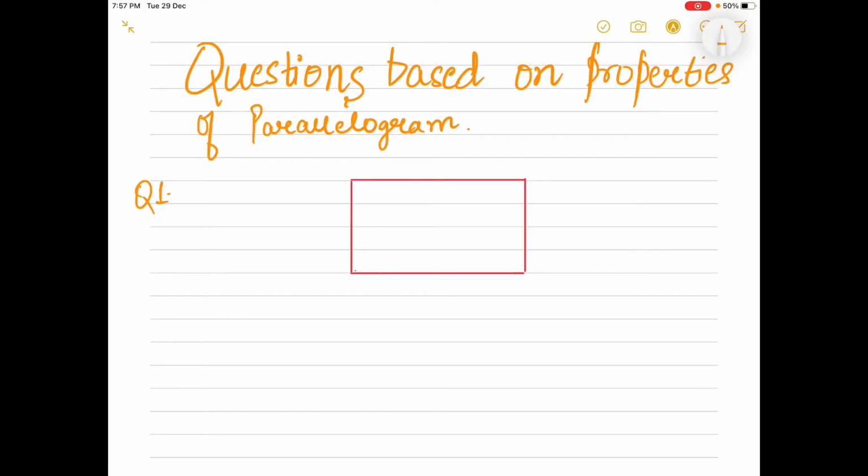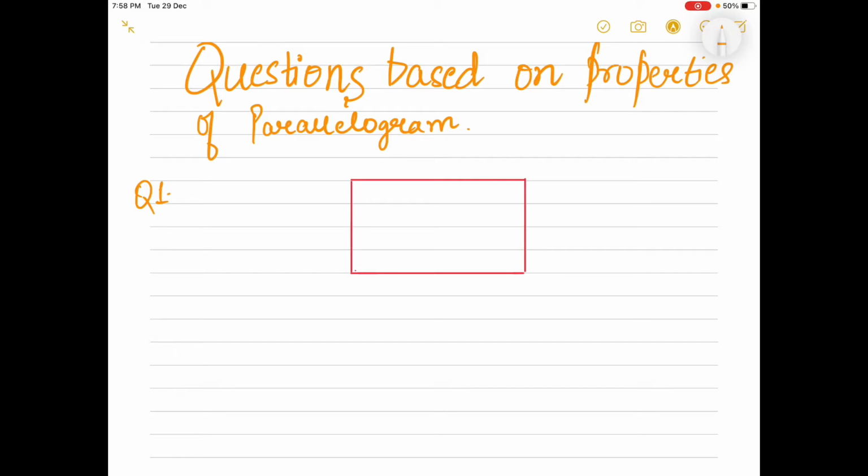Today in this video we are going to attempt some basic questions based on properties of parallelogram. I taught properties of parallelogram in my last video, and if any one of you did not watch that video and want to understand the properties of parallelogram, which is very important according to our syllabus, they can go and check out my last video. I will provide you the link in the description box. So let's start without wasting any time.